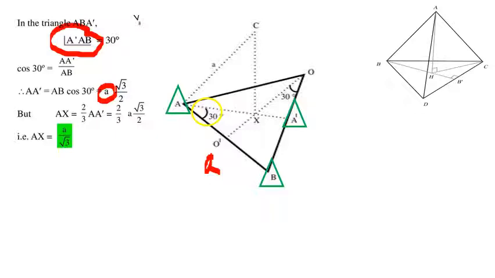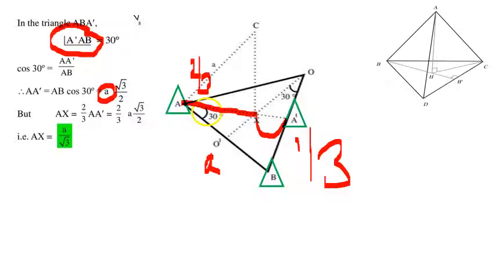Now, AX is 2 by 3 of A dash. So where is AX? From here to here. From here to here we say it's the height. From the tip, this will be 2 by 3 of h, and from here to here it's 1 by 3. So this is where exactly the centroid of a triangle lies: 2 by 3 from the tip and 1 by 3 from the base.